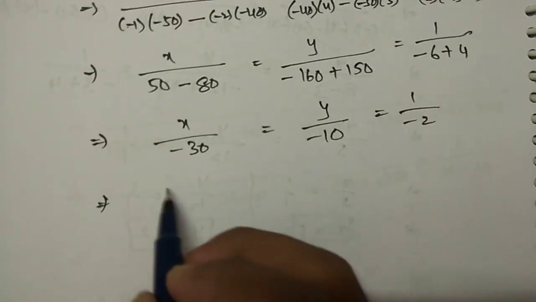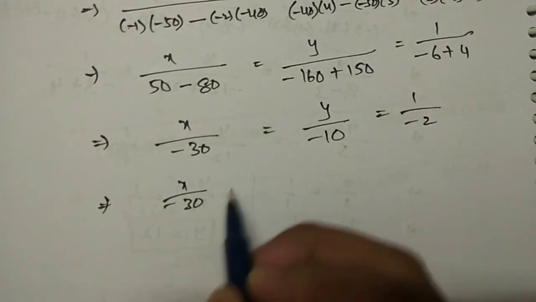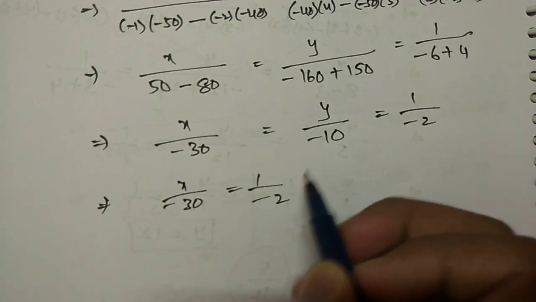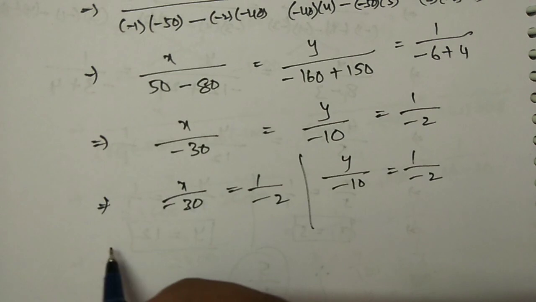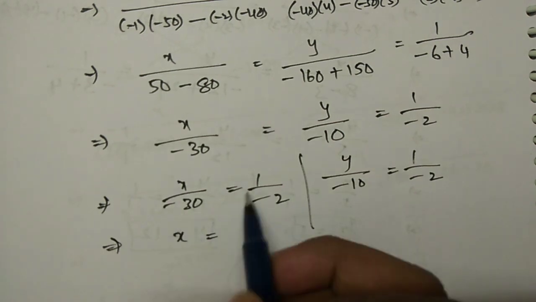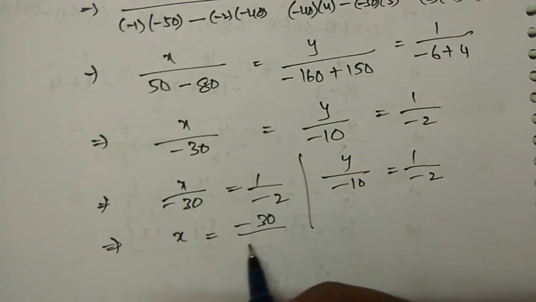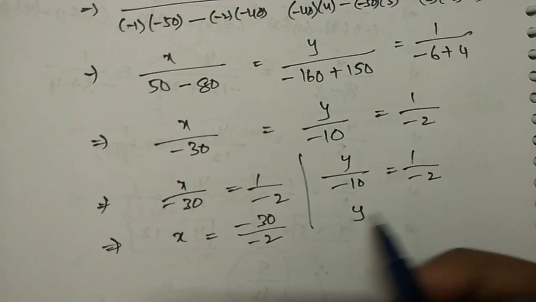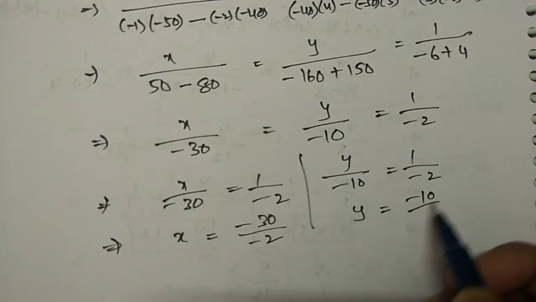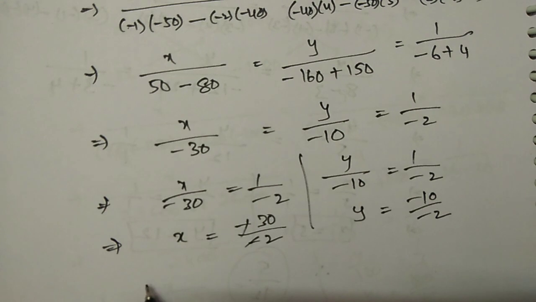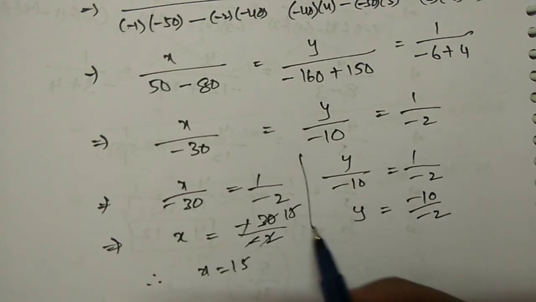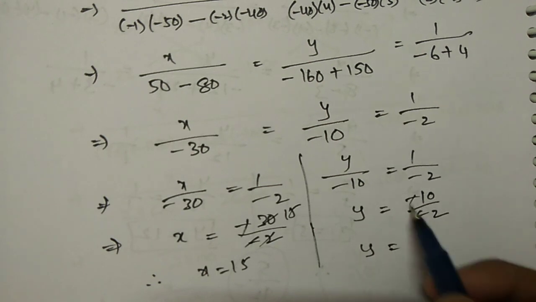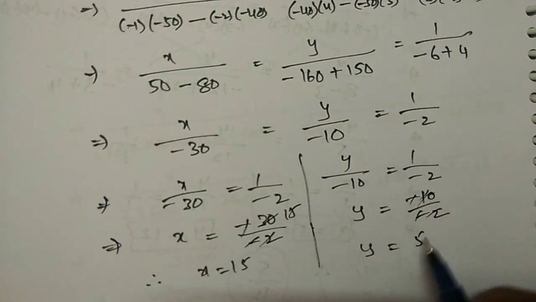If we equate the first one and last one, x by minus 30 equal to 1 by minus 2, and y by minus 10 equal to 1 by minus 2. That implies we need x only, minus 30 transpose this side, minus 30 by minus 2, and y we need, so minus 10 by minus 2. Minus minus get cancelled, so 2 15s, x equal to 15 and y equal to 5.